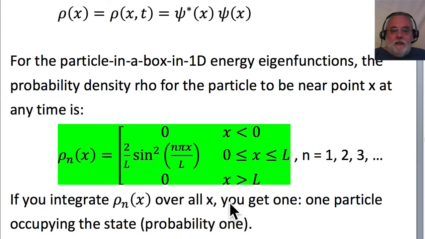Now, if you integrate this over all x, you will get one particle occupying the state, probability 1, because I included this factor square root of 2 over L in front of the energy eigenfunction. I included that intentionally so that it would be normalized.